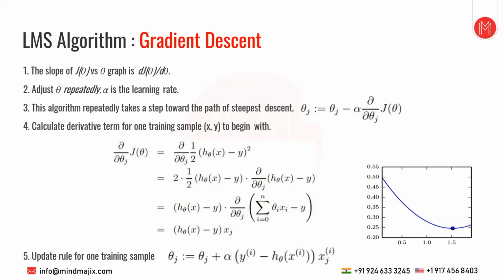Again, I am telling you, whenever we talk about mathematics, it only looks good on a slide or on paper, because during the practical we are not doing lots of mathematics, since we have to use libraries to complete this type of stuff. So the last step is the update rule for one training sample. For that, theta j equals theta j plus alpha of y of i minus h theta of x of i, times xj of i. That's how we update using one learning rule.